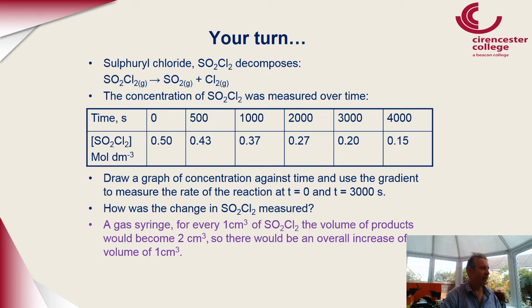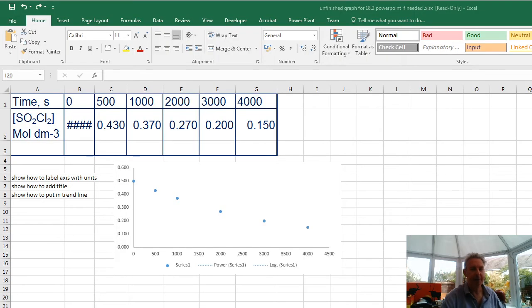Okay, so we can measure the amount of sulfuryl chloride being used up because the gas is going to be produced. So if you use a gas syringe, the volume is going to increase. And now I will move over to Excel and show you the graph in Excel. Let's see if this will come up. There we go. Okay, so here is the graph in Excel.